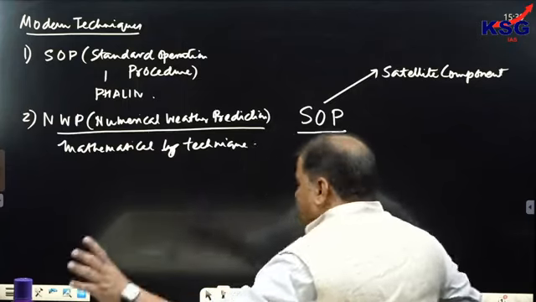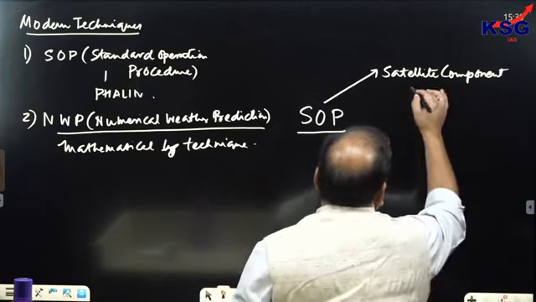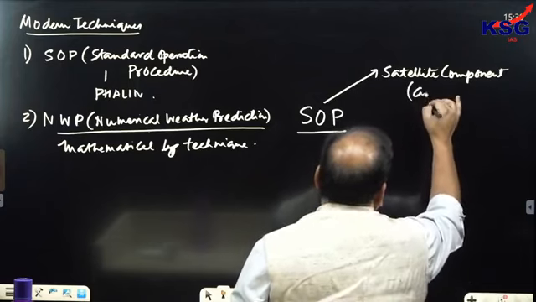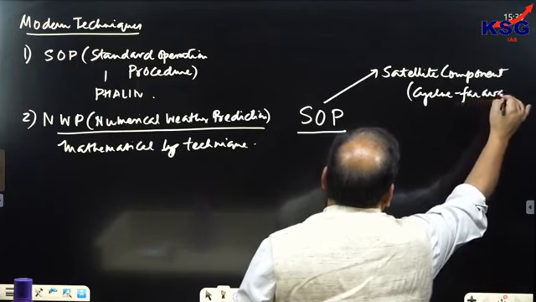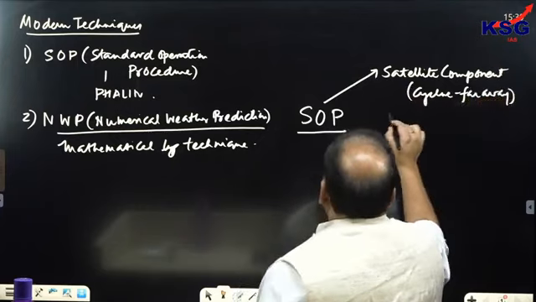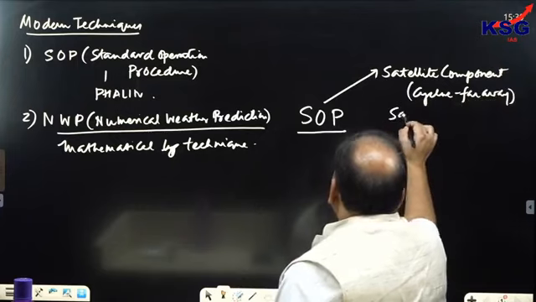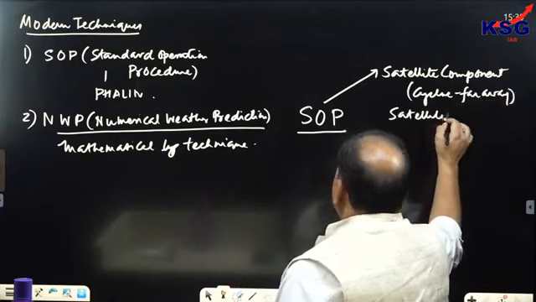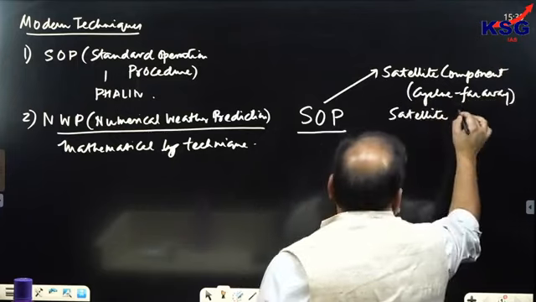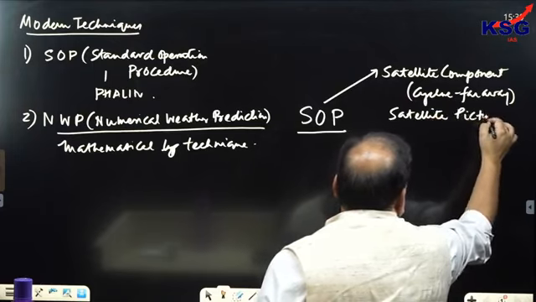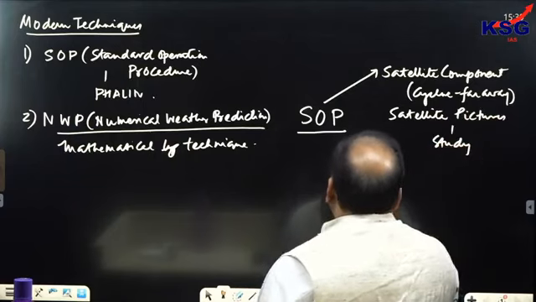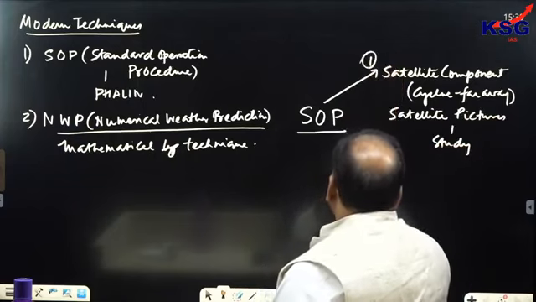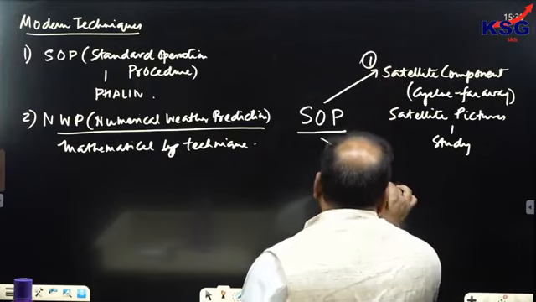Let us complete this topic today. The satellite component would be used when the cyclone is far away in the sea. For this purpose, we would be using satellite pictures to study. So that's called the satellite component, the first component. Clear? The second component is called what?